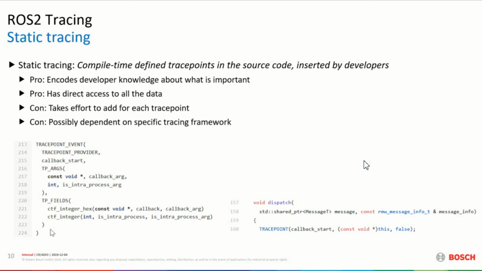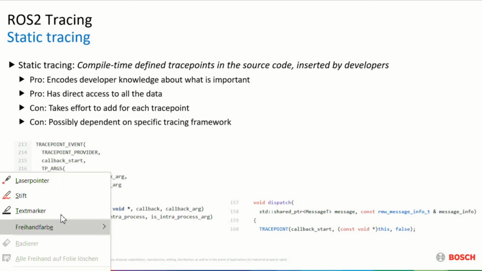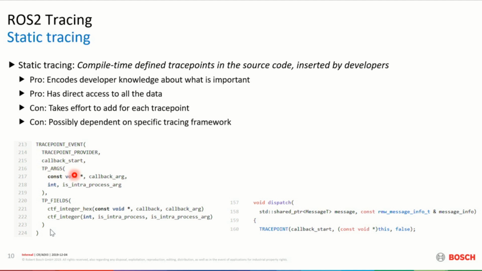So this is different. What we did is, on the one side, you see the Linux Tracing Toolkit definition of a trace point. This is basically a callback start trace point here. Here, this is callback start. This is what it's being called. These are the argument definitions, like what you get in, and then you have to store the information on how this is stored. But in the code, it's basically just called like trace point. That's a macro, and then you give it the name, and then you give it the arguments. So this is, for example, in the dispatch function of the executor for ROS2.